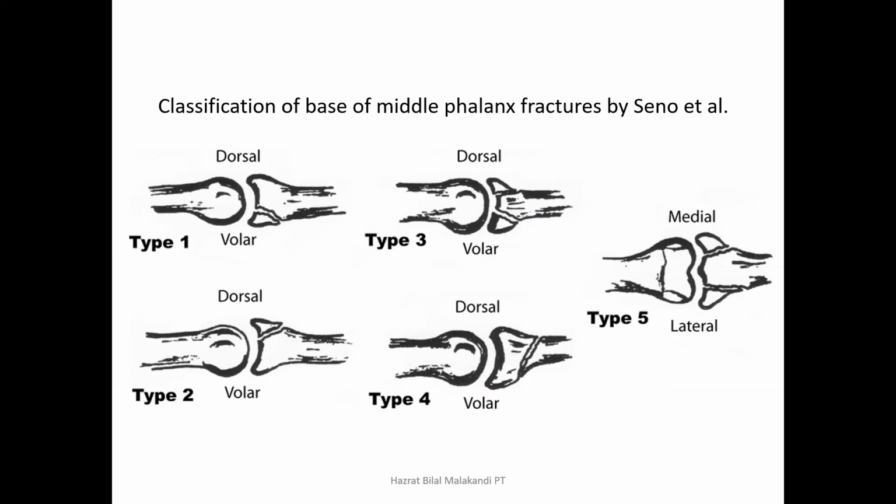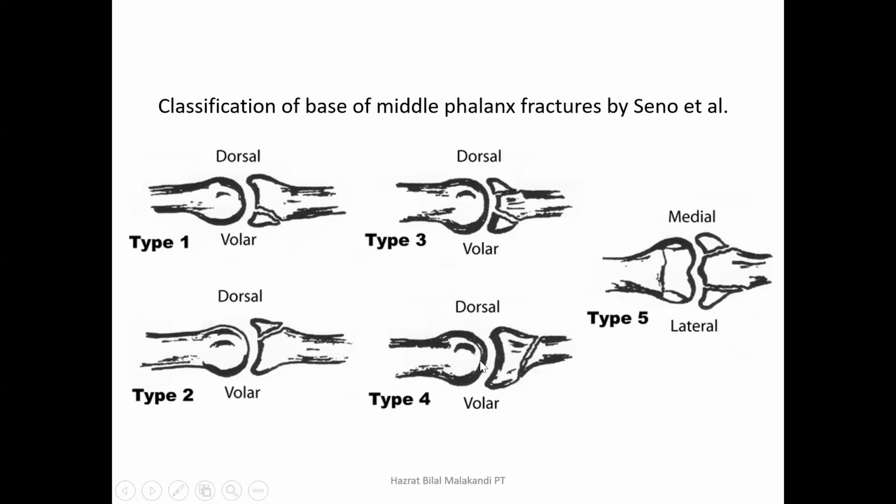And in the article published by Sino et al., they have enumerated that these fractures can be classified into 5 types. Type 1 is when the fracture is on the volar side only. Type 2 is when the fracture is at the base of the middle phalanx but on the dorsal side. Type 3 is when the fracture is present on both the dorsal and volar side, and there may be an unstable fracture. Both of these are partial intra-articular. This is the complete intra-articular.